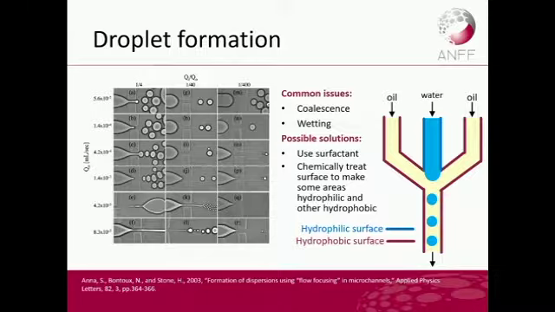So there are possible solutions to that. You can use surfactant, which I'll explain a bit further in the next slide, or you can chemically treat the surfaces to have certain areas be hydrophobic and certain areas be hydrophilic as required for the system. So for example, you're flowing fluid in there, you want those sides there to be hydrophilic, and then you treat these surfaces out here to be hydrophobic.